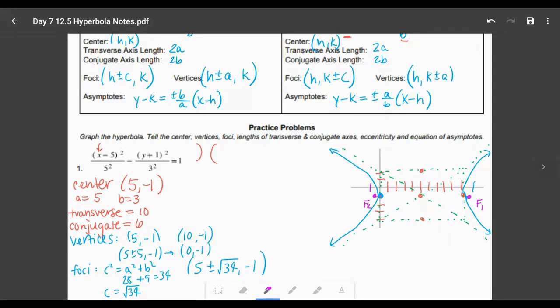And we also need to find the eccentricity. So the eccentricity is always e equals c over a. c is root 34, and a is 5.